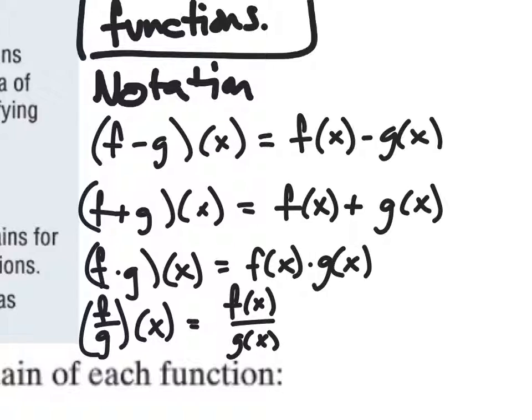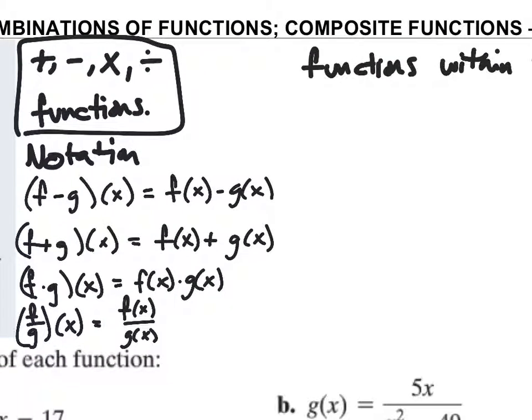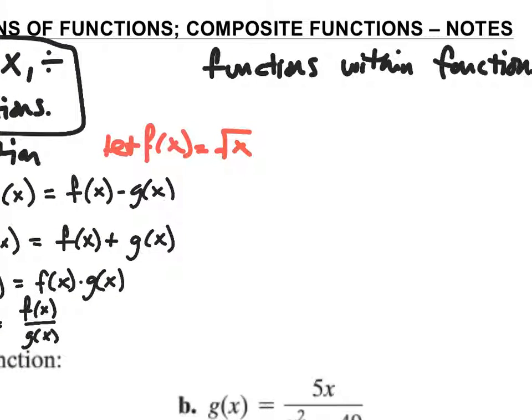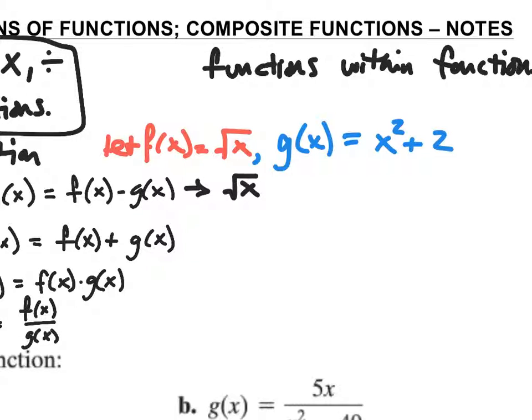And if I'm doing division, I'm doing f over g of x, which means I'm doing f of x over g of x. Okay, and so just thinking of an example here, let f of x equal the square root of x, and then let g of x equal x squared plus 2. If I were to subtract these, f minus g, what that would look like is this.